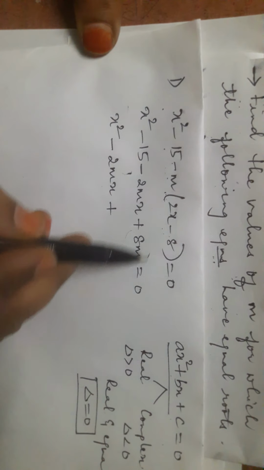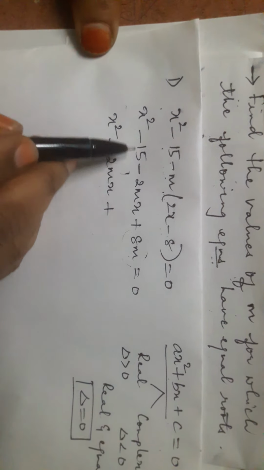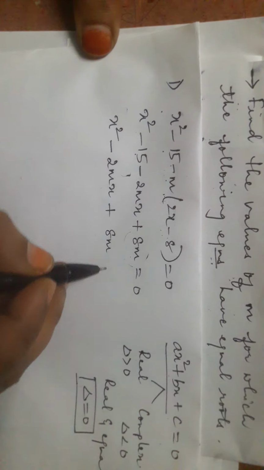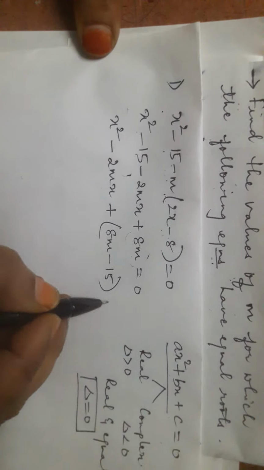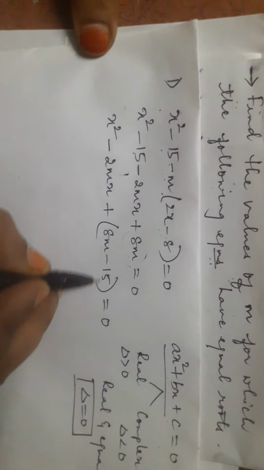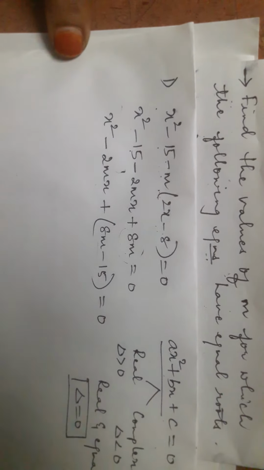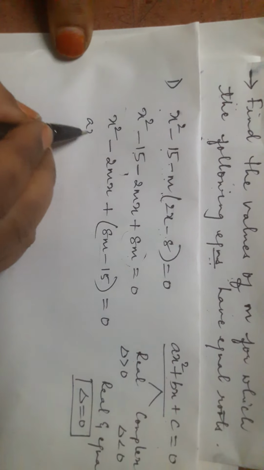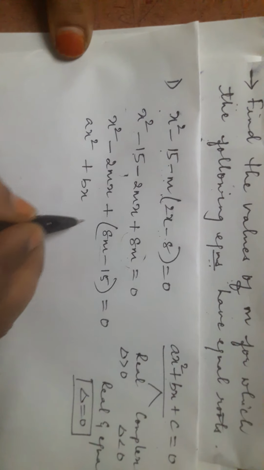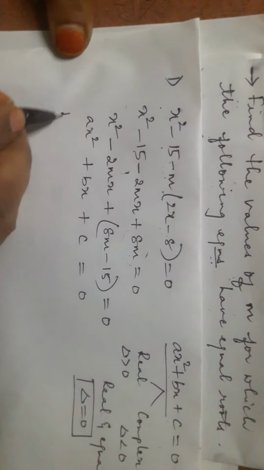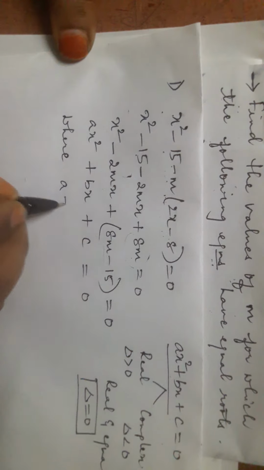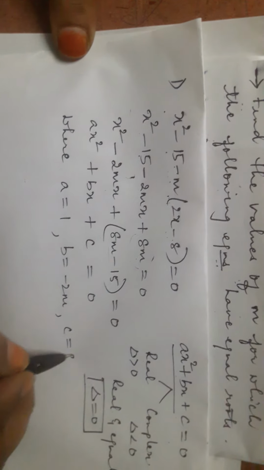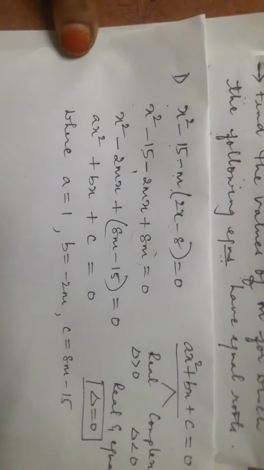Even though m is there, 8m is a constant term, and minus 15 is also a constant. It is a number. So 8m minus 15 equal to 0. This is a number, and m value is what we are going to find. Okay, so this is in the form ax square plus bx plus c equal to 0, where a equal to 1, b equal to minus 2m, and c equal to 8m minus 15.